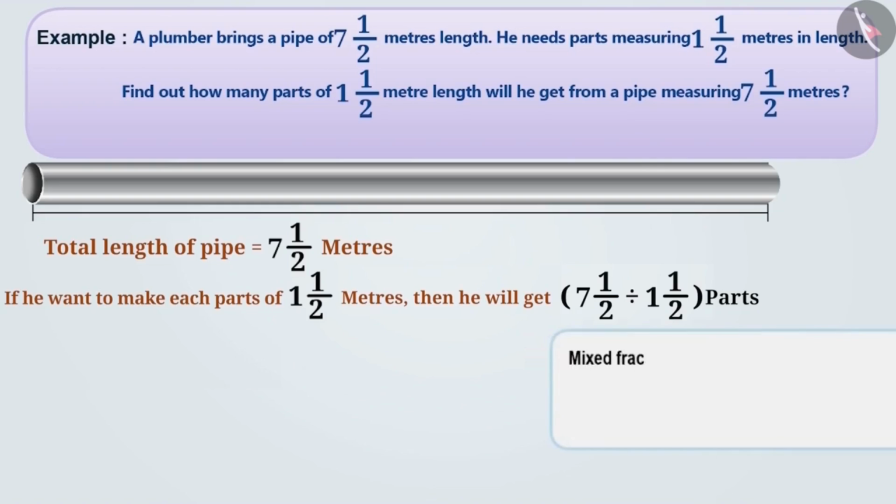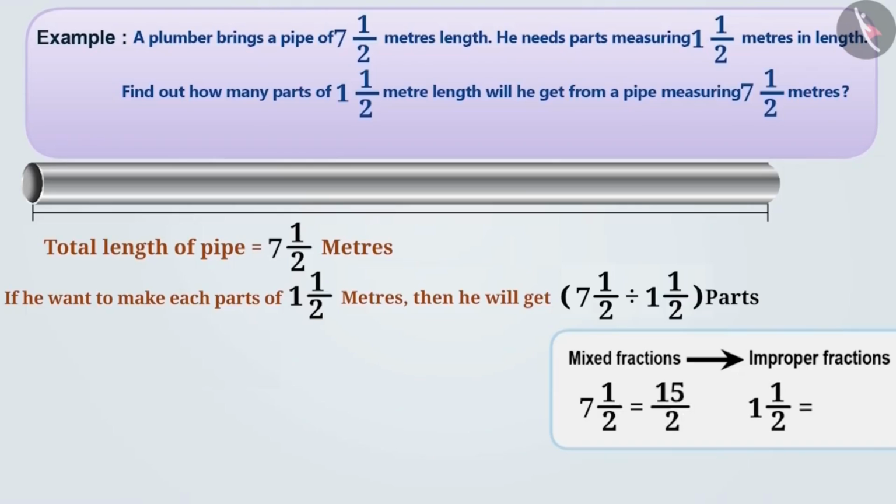Let me tell you, if the division has mixed fractions, we have to first convert it into improper fractions. Here, the improper fraction of 7.5 will be 15 by 2 and the improper fraction of 1.5 will be 3 by 2. That is, 7.5 divided by 1.5 is equal to 15 by 2 divided by 3 by 2.